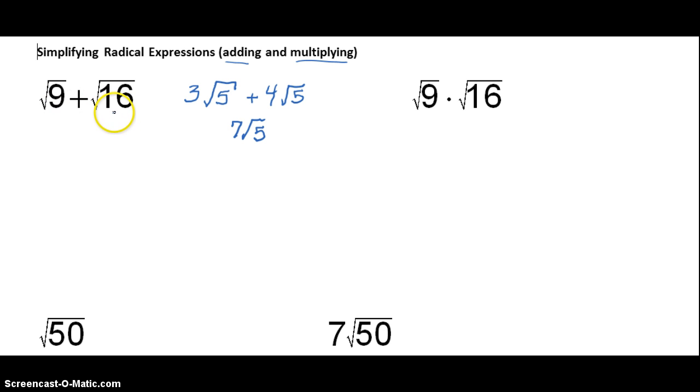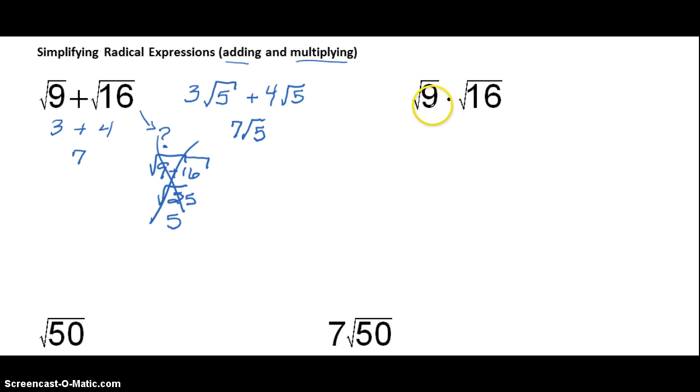For example, the square root of 9, of course, is 3. The square root of 16 is 4. So this actually gives us 7 as an answer. If I were to attempt to add the square root of 9 plus the square root of 16 by doing 9 plus 16, which is 25, obviously the square root of 25 is 5, which is not 7. So you cannot add them when they're not alike. The number underneath the radical has to be the same.